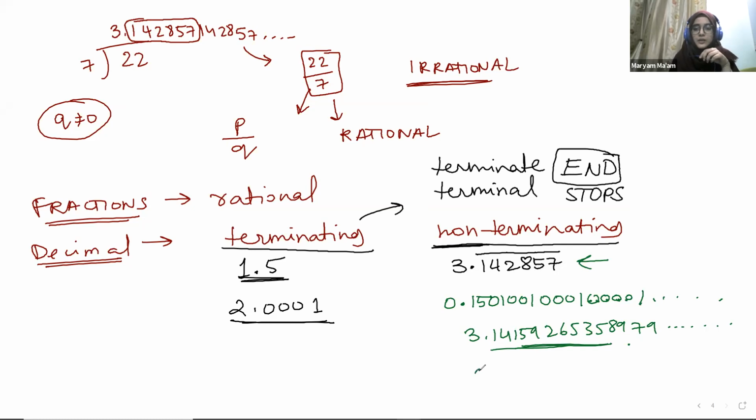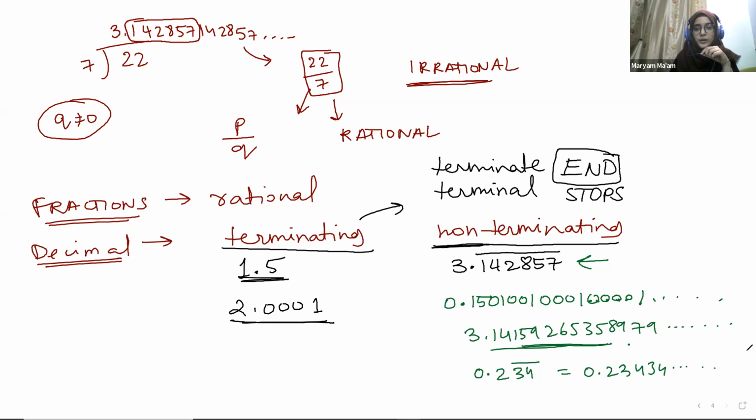Another example is, let's say, 0.234 bar, right? So over here what's happening is you have 0.23434. So 34 is continuing, it is repeating. Right now we're talking about terminating and non-terminating. Terminating means it stops at one point. Non-terminating means it is endless. It goes on until infinity.